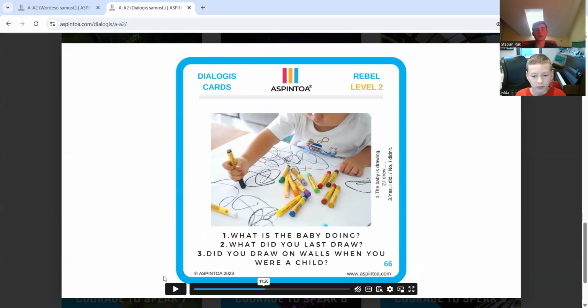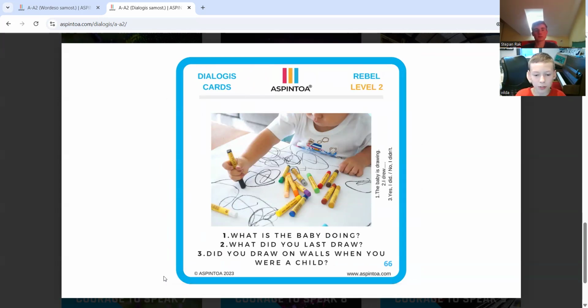And what is the baby doing? The baby is drawing. And what did you last draw? Maybe like some brick building, I think. Okay, interesting. And on art, did you draw on walls when you were a child? I think a little maybe when I was a child. Okay. And just coming back to what the baby is doing.